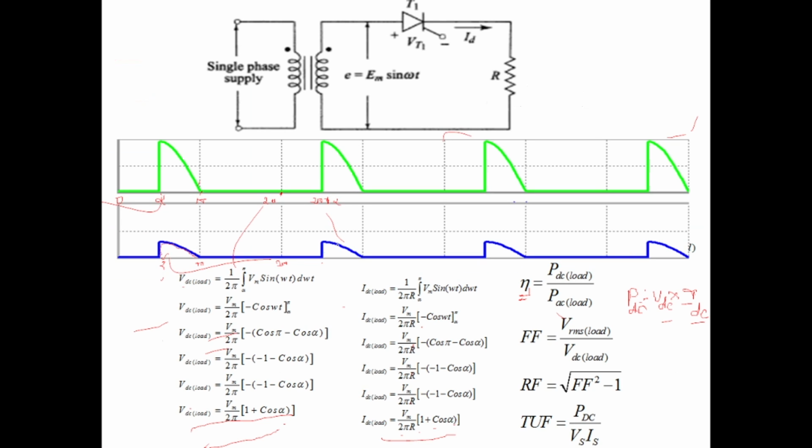So rectification efficiency, the symbol for this is eta. This is nothing but PDC divided by PDC... PDC is nothing but V capital letter, VDC into IDC, divided by this is AC. Sorry, my formula is wrong. So this is power of DC divided by power of AC of load.